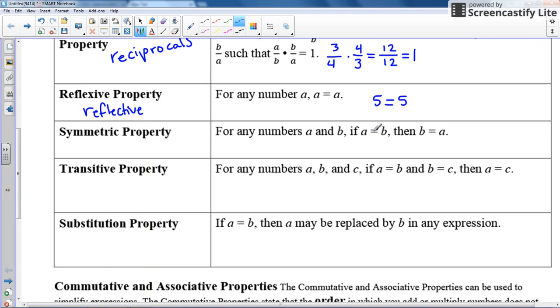Then the symmetric property says that if one quantity is equal to another, then that second quantity is equal to the first. Again, seems pretty obvious to me. So for example, if 5 equals 2 plus 3, then 2 plus 3 equals 5.